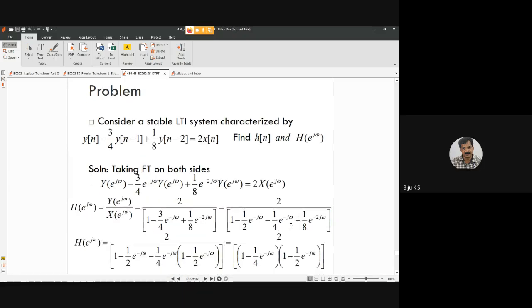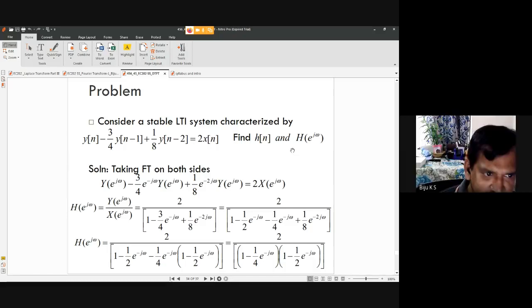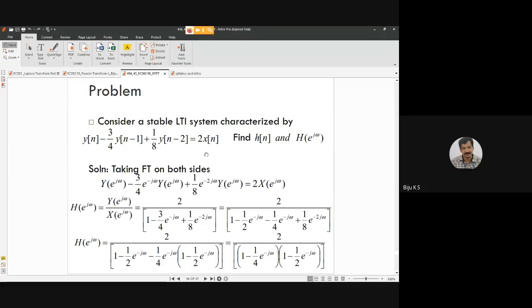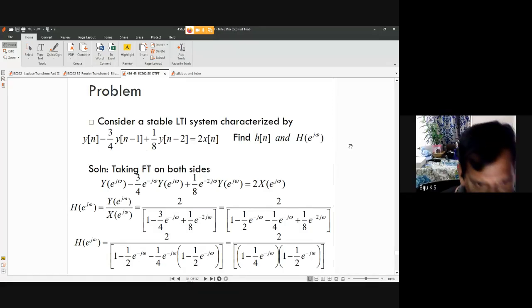Okay, another problem. We have done this earlier also. Same question. Consider a stable LTI system characterized by y of n minus 3 by 4 y of n minus 1 plus 1 by 8 y of n minus 2 equal to 2 into x of n. Similarly, you can find h of n and H of e raised to j omega. Then we also have to find the frequency response of this LTI system.